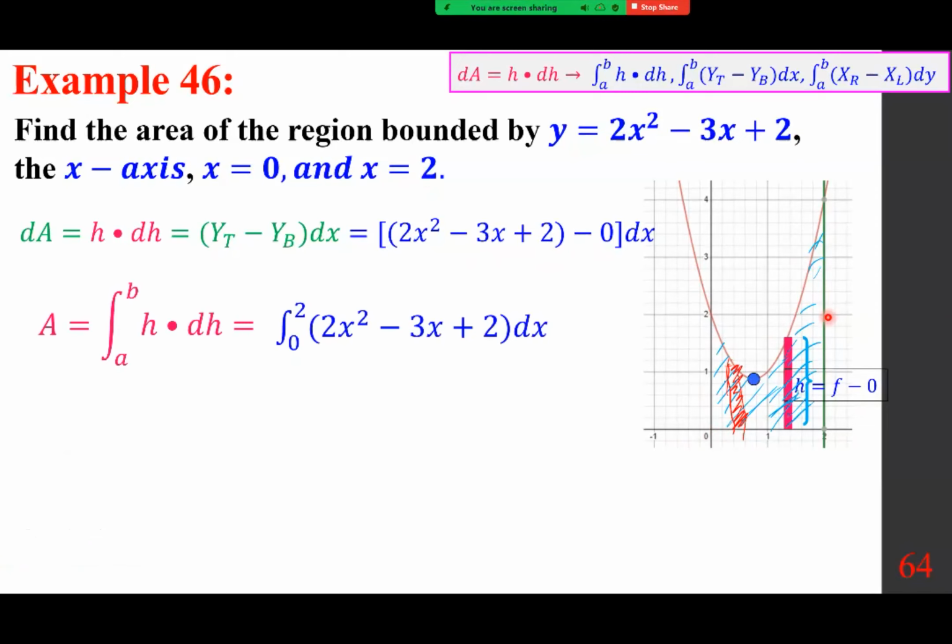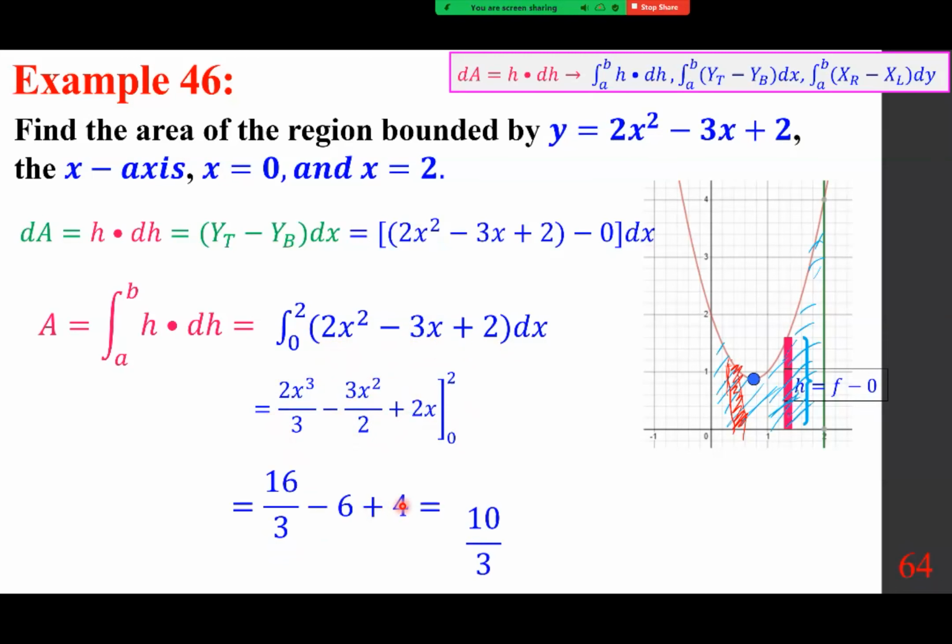Understanding this concept is the most important part. The rest is elementary. This is 2/3 x cubed. This is minus 3/2 x squared. This is plus 2x. You plug in 2; 0 is nice and easy, it makes it 0. So plug in a 2. When you plug in 2, you get 2 to the power of 3, 8, times 2/3 is 16/3. The 2 squared cancels out with the 2, so 3 times 2 is 6, minus 6, and plus 4. And this makes it minus 2, and this gives us 10/3. I'm assuming nobody has any problem with the elementary algebra involved there.